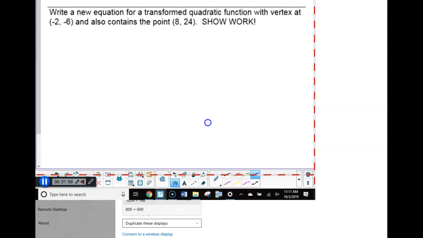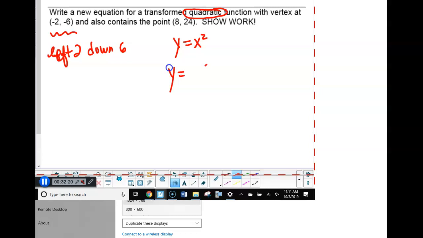All right, write a new equation for a transformed, oh, we were so generous. We didn't even do anything, Harry, it's just a quadratic. So it's y equals x squared is the parent. Okay, what does this mean has happened to it? Left 2 and down 6, how do you write that? Okay. But it also goes through this point, so there's some kind of stretching or reflecting or both going on. So there's an unknown stretch out here.